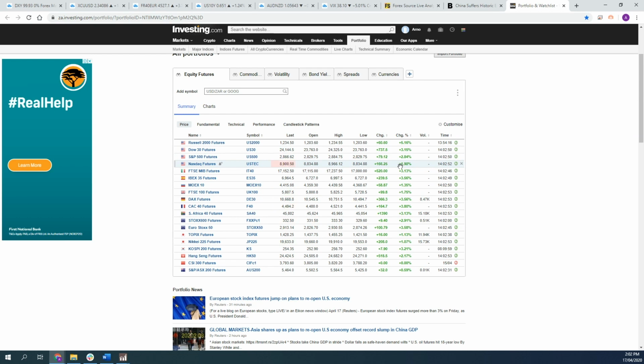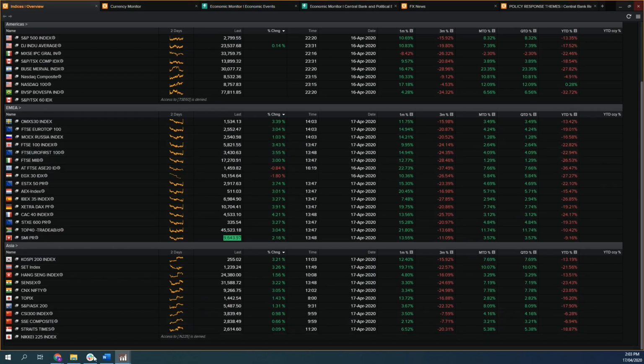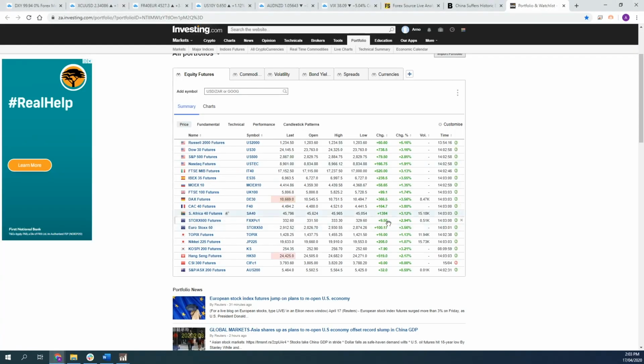So to simplify it, if we want to look for a total risk on in the market, we want to see equity markets, whether that is the actual exchange open at that time or the futures markets as a whole, all of them green across the board. And if it's risk off, we want to see all of them red across the board.